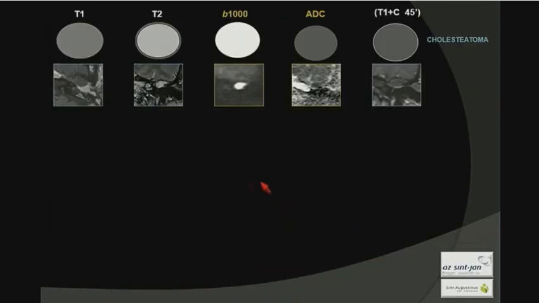Now, how are we going to recognize cholesteatoma? If you use T1, it's low. If you use T2, it's high signal. And if you inject, it's not enhancing. But you have to wait for 45 minutes, because sometimes the enhancement of fibrosis is only after 40 minutes. So do you have that much time? Do you want to inject if it's not necessary? Because if we use B1000 non-EPI diffusion, it's high signal, and the ADC is low. So easy diagnosis with one sequence.